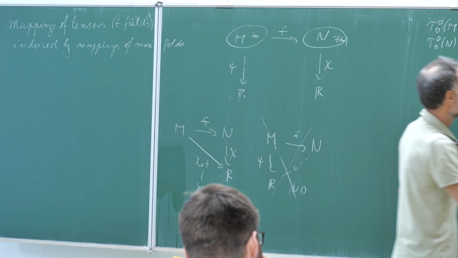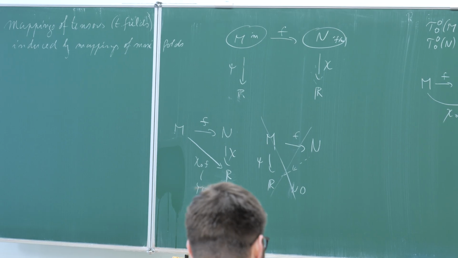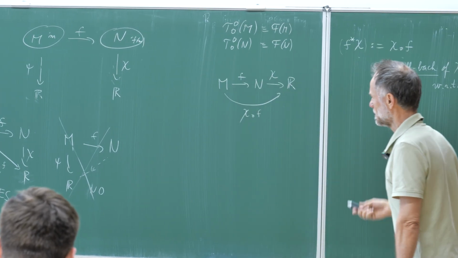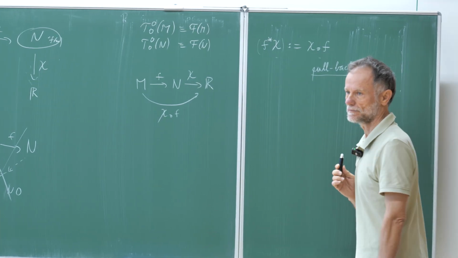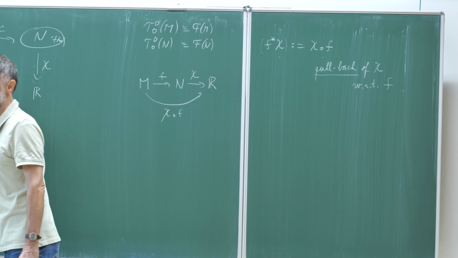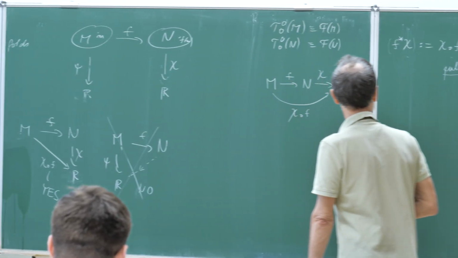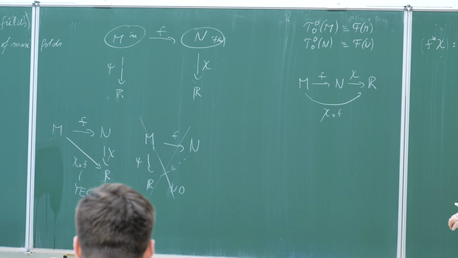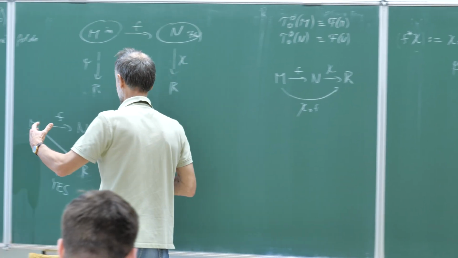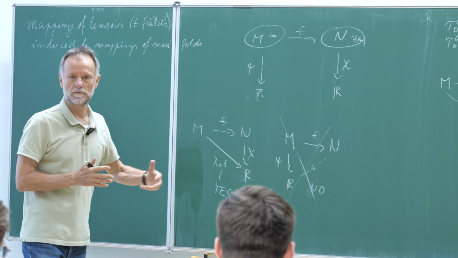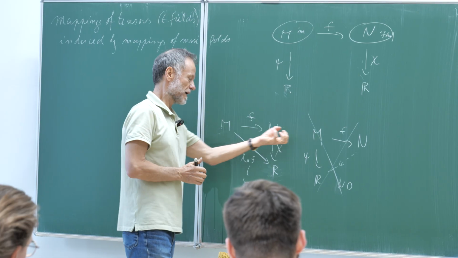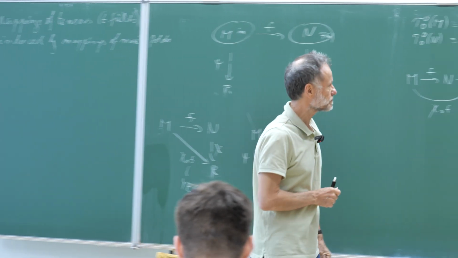This is the name for this operation, that it goes against the mapping. The mapping goes in this way, and functions go in this way, against f. So it is pulled back. We will see some other possibilities where the objects go in the same direction, and it will be called push forward. So push forward is in the direction of f, and pullback is against this f.